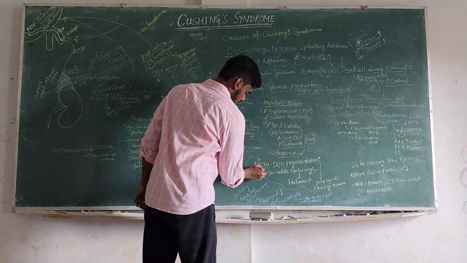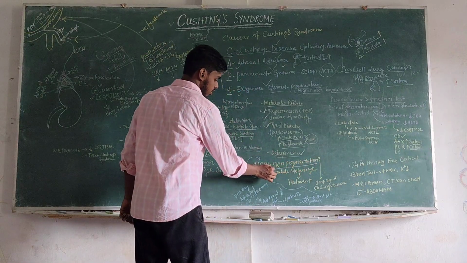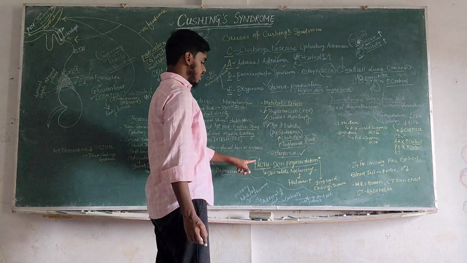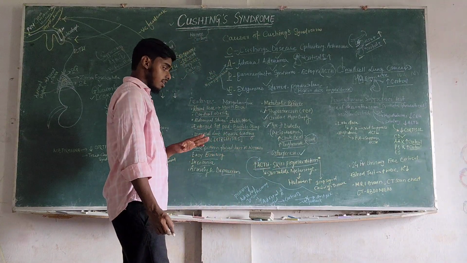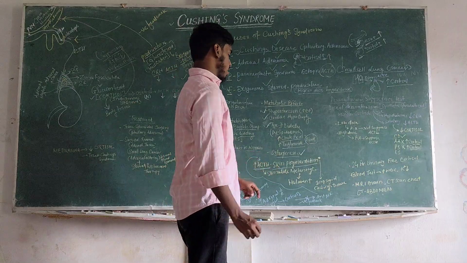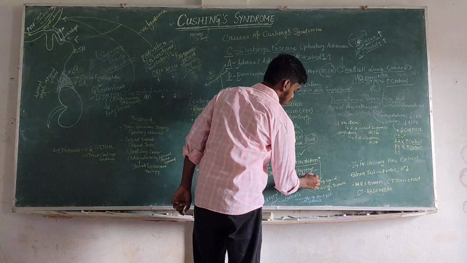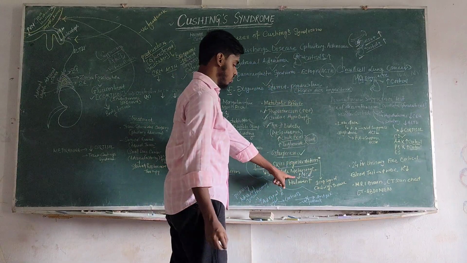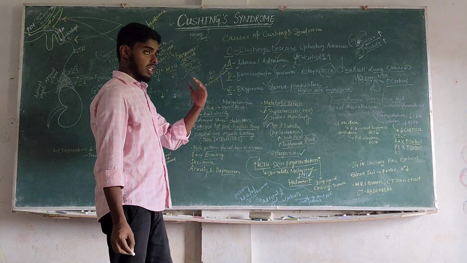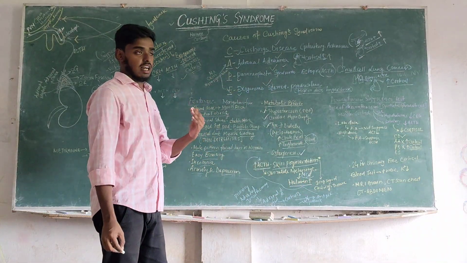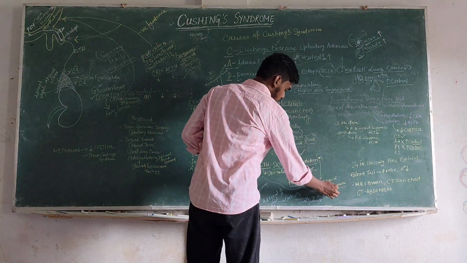If the ACTH amount is increased in the body, then it can create skin pigmentation. How? Because ACTH can stimulate the melanocyte. Melanocyte is a cell present in skin, and the melanocyte cell releases MSH, melanocyte stimulating hormone, which will stimulate melanin secretion. And an increased amount of melanin will become skin pigmentation, and it will increase the darker color of skin. So it is an important sign for determining Cushing's disease.